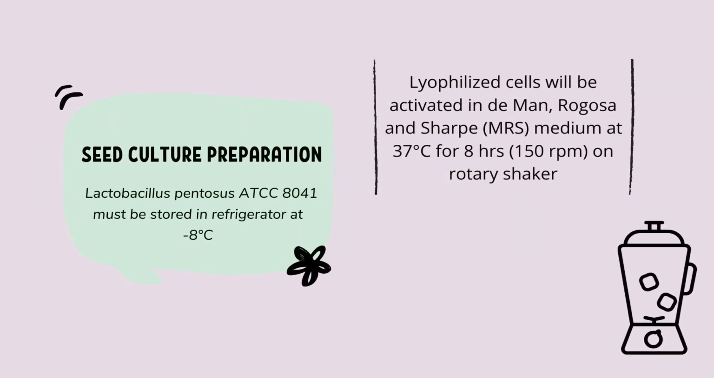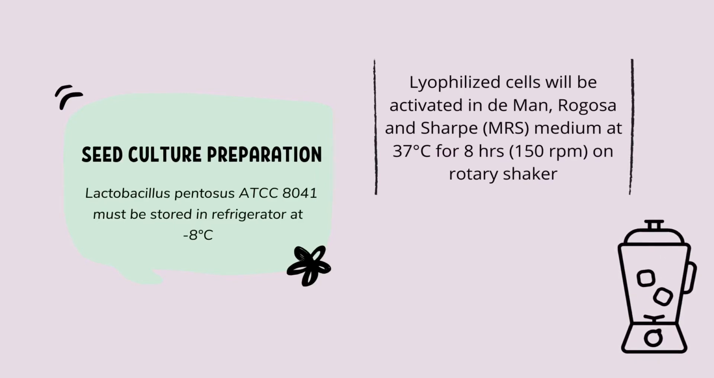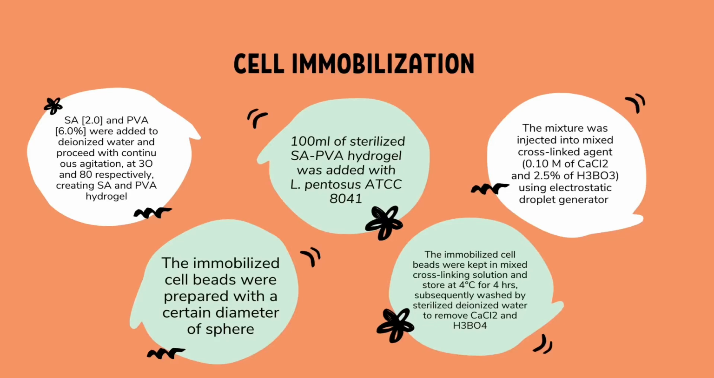In seed culture preparation, the Lactobacillus pentosus strain must be stored in a refrigerator at -8°C. The lyophilized cells then will be activated in De Man, Rogosa and Sharpe MRS medium at 37°C for 8 hours on a rotary shaker at 150 rpm. In cell immobilization, 2% SA and 6% PVA were added to deionized water and underwent continuous agitation at 30°C and 8°C respectively, and were mixed subsequently to form SA-PVA hydrogel.